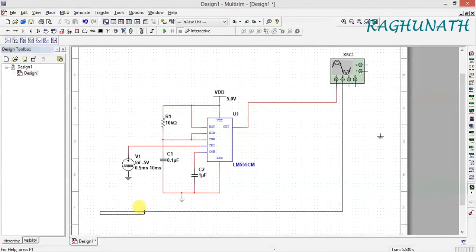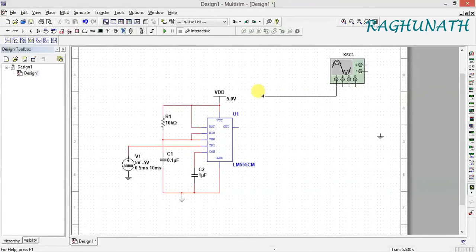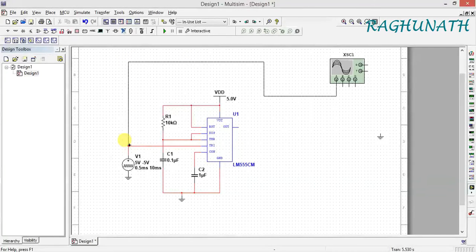One minute. First, let me give it to the input. Let us see one by one. I want to see the input now. The input pulse is connected to the pulse. The first channel is connected to the pulse.